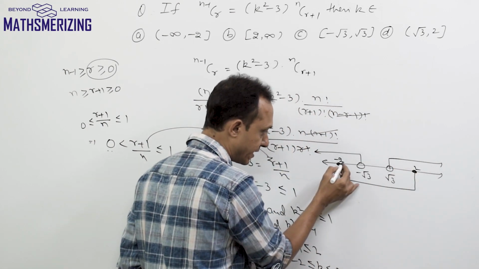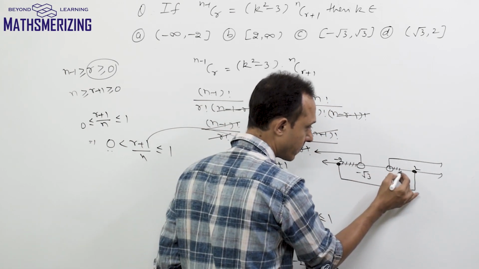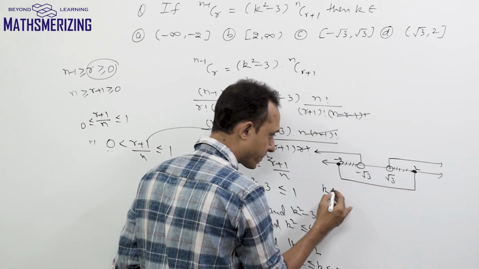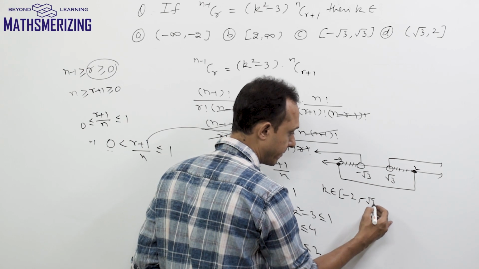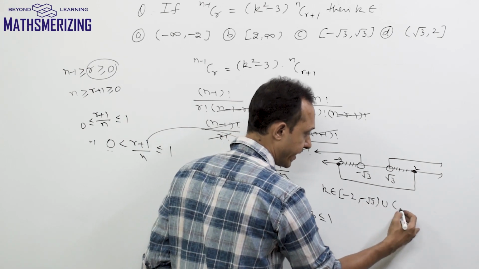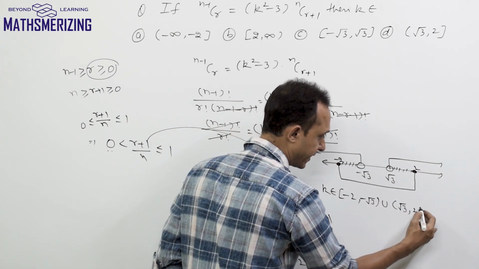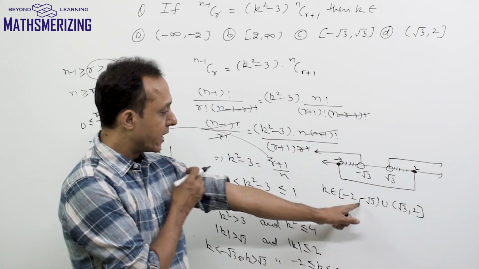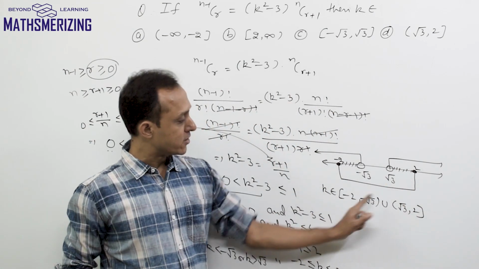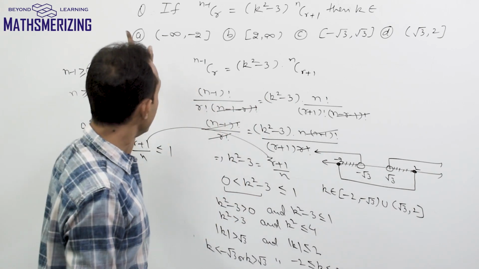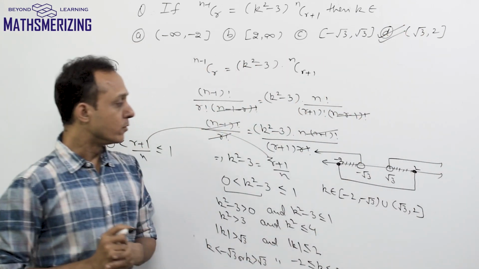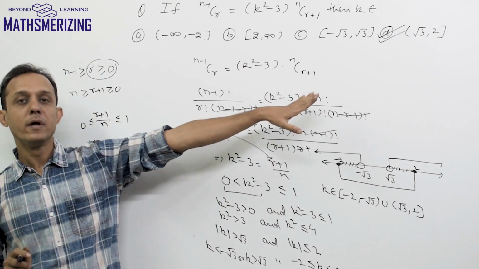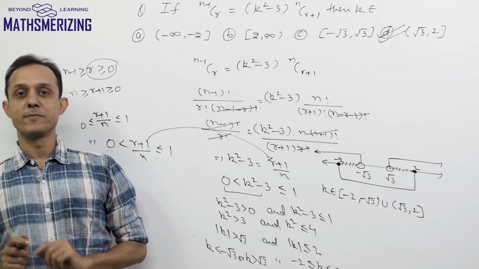So if I take the intersection, I'll get this value. So either the value of k should lie between minus 2 and minus root 3, or it should lie between root 3 and 2, where minus root 3 and plus root 3 are not included, and minus 2 and plus 2 are included. So the only option given in this question is from under root 3 to 2, root 3 not included and 2 included. So this is how we solve this question.